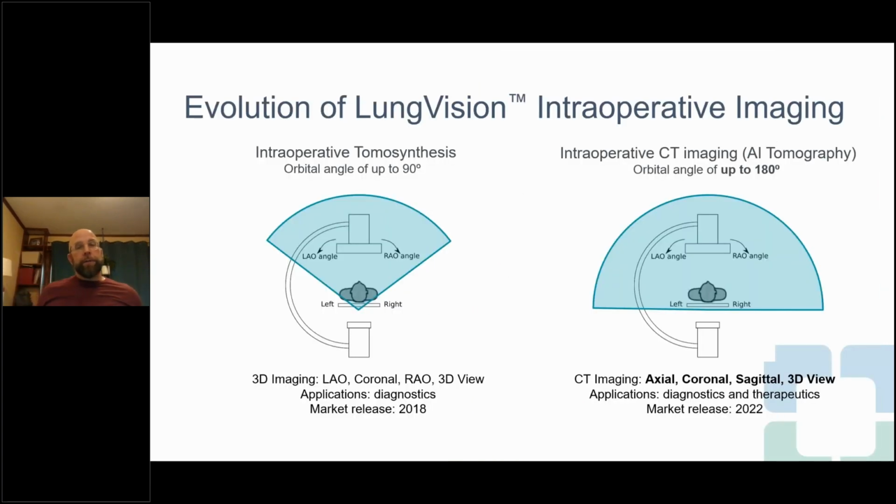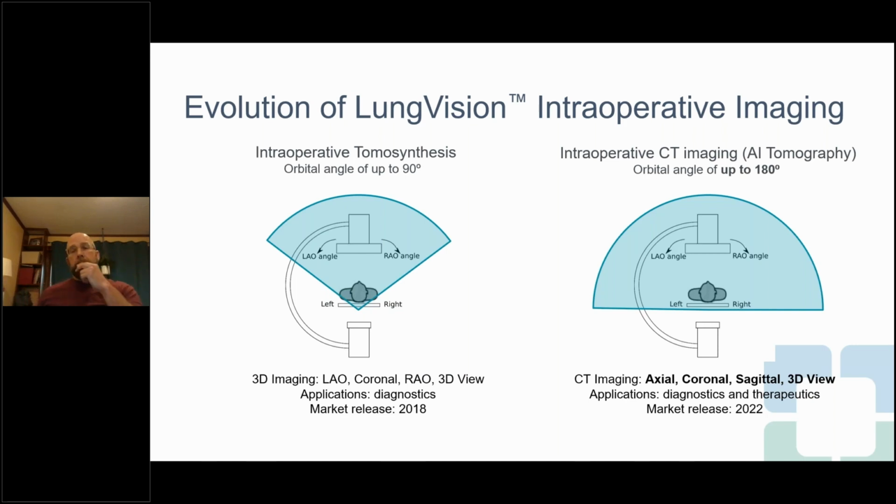So now moving on to the evolution of lung vision intraoperatively. In the beginning, this was a scan where we get our tomosynthesis at an RAO of 45 to an LAO of 45. And that gave us a good image. It gave us LAO, it gave us a coronal, it gave us an RAO. And then with some work, we were able to get some 3D view.